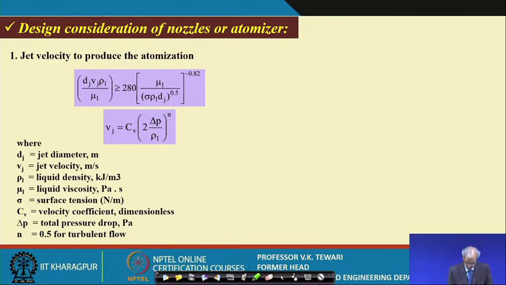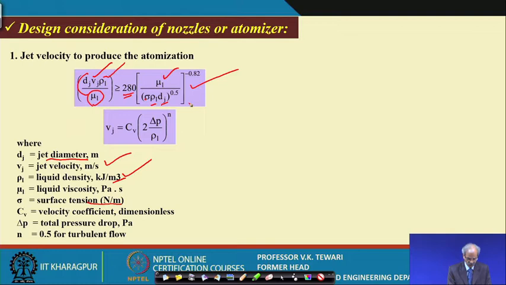For example, you can see here the jet diameter. This is the jet diameter dj. Vj is the velocity of the jet, and rho is the density in kg per meter cube. Then this is the viscosity. This should be greater than or equal to 280 times this, where again you have the surface tension, the density, the diameter, and the viscosity.